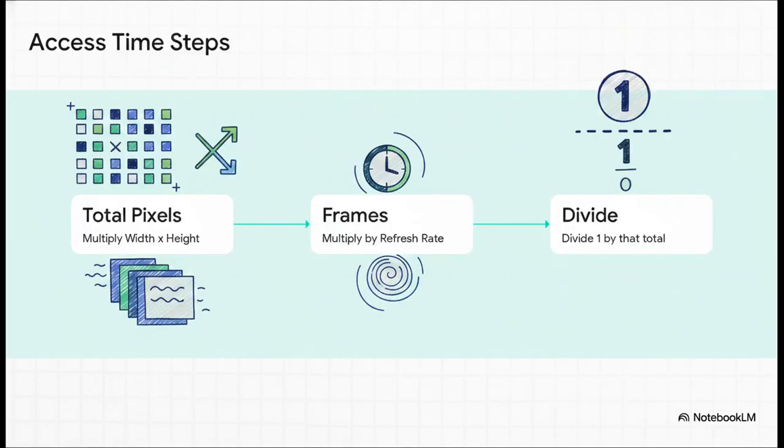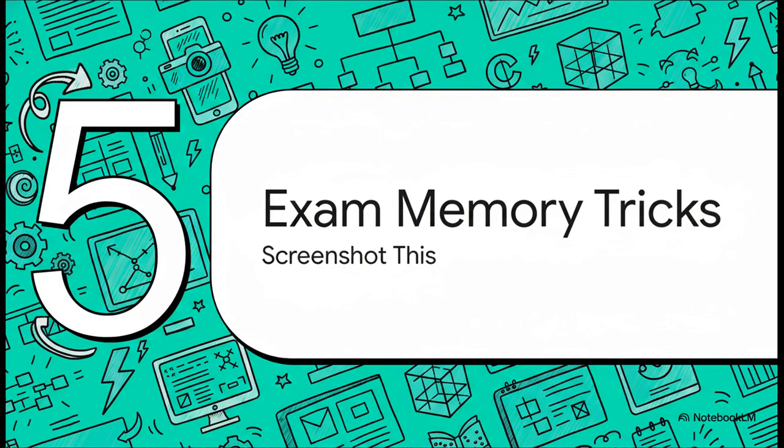So here is your foolproof 3-step trick to nailing this every single time. First, calculate your total pixels by multiplying width by height. Second, take that huge number and multiply it by the frames per second. And third, just put a 1 over it. Seriously, divide 1 by that total number. That tiny fraction is your access time per individual pixel. Find total pixels, multiply by frames, put a 1 over it. You've got this.